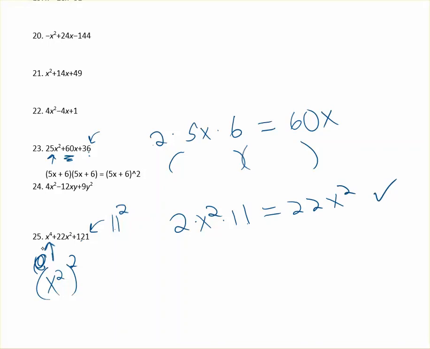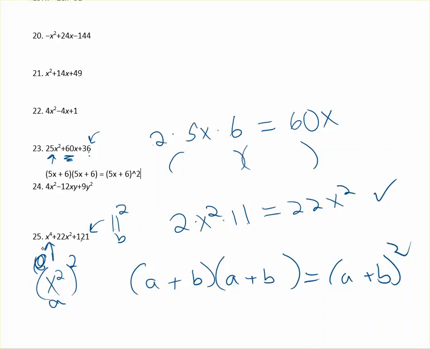It is. So that means I could rewrite this as a, this is my a, plus b, this is my b, times a plus b. Or you can write it as a plus b squared. So sometimes a and b are more complicated than just a single number or a variable. So I didn't do 25, I just made sure it would work, and it will.